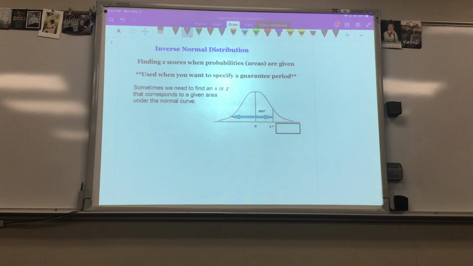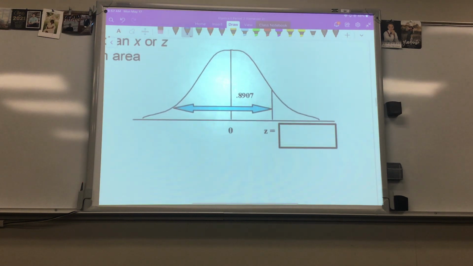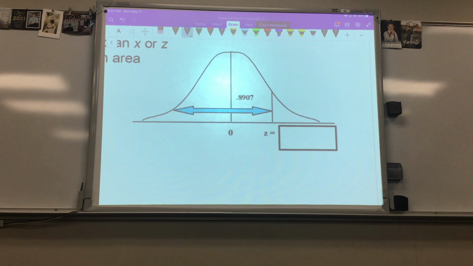Okay. Now, sometimes we need to find x or z that corresponds to the given area under the normal curve. So we got this area under the curve. This is where our z-score is right here. We don't know the z-score, but I do know the area. That area is to the left, right? So how can I find that z-score? Find it on the chart.